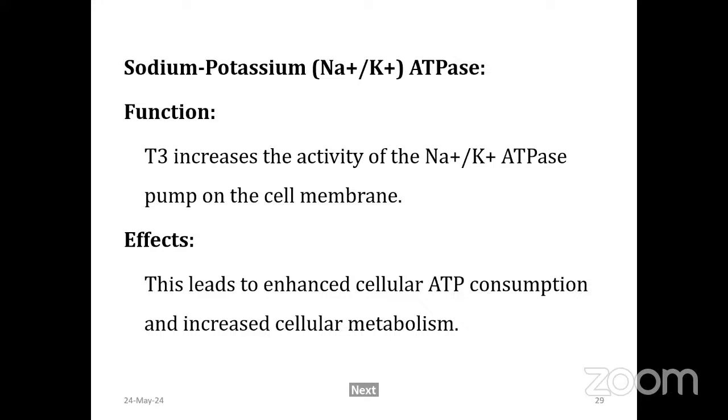Next, T3 can also increase the activity of the sodium potassium ATPase pump on the cell membrane. On the cell membrane, there are specific pumps which are sodium potassium ATPases, and with the effect of T3, this ATPase activity can be increased. When the activity is increased, it leads to enhanced cellular ATP consumption, and it increases cellular metabolism.